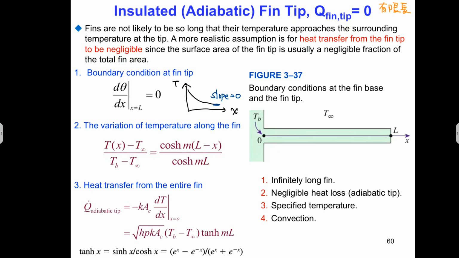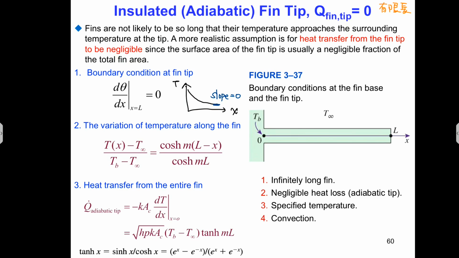And what else? Another obvious boundary condition, similar to the one we have at infinity, is theta at x equals 0 equals theta b. When x is at the base, the temperature directly equals theta b.